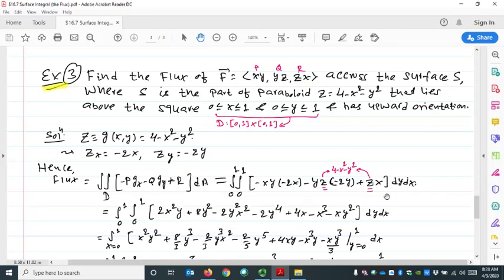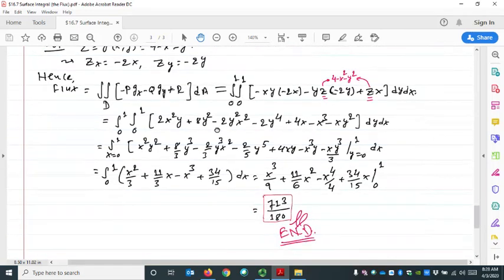Next, let's replace z using the given equation, which is z = 4 - x² - y². Next step, let me scroll down. Write down the x integral, write down the y integral, and then put z equals 4 - x² - y², multiply here, multiply there, and then simplify. This gives you this expression times dy dx.